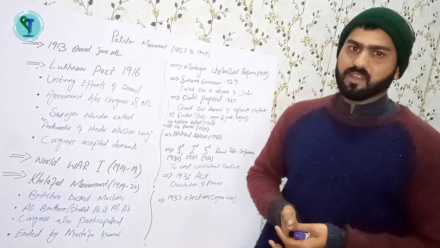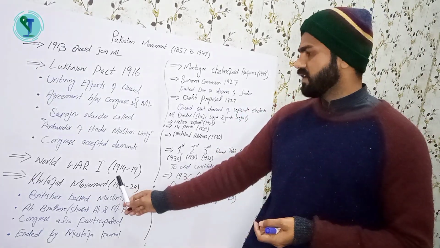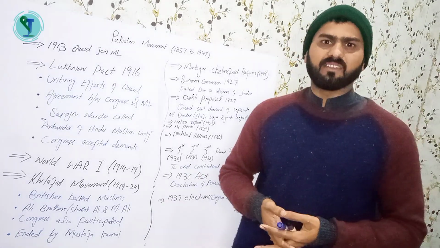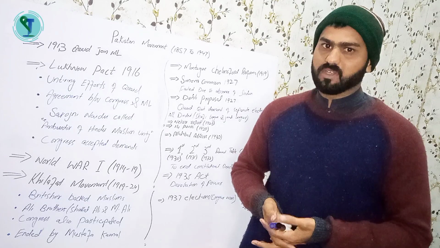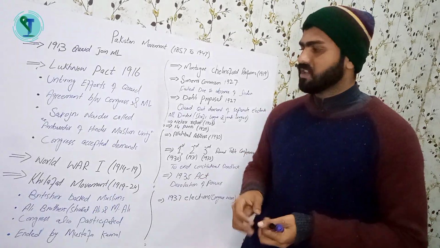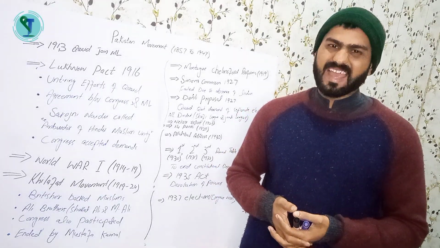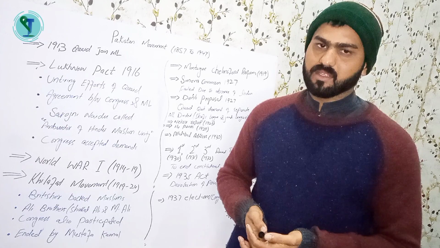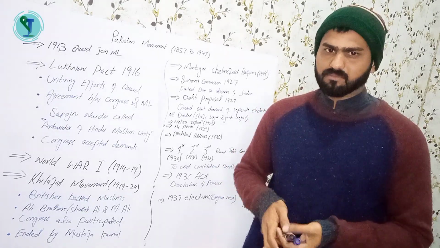Then when in 1919 World War I ended, the British backed the Muslims and divided the Ottoman Empire. Due to this situation, the Ali brothers, Shaukat Ali and Muhammad Ali, started the Khilafat movement. In this movement, Congress also assisted the Muslim League. Gandhi started the non-cooperation movement against the British.